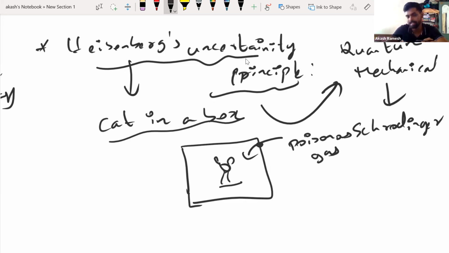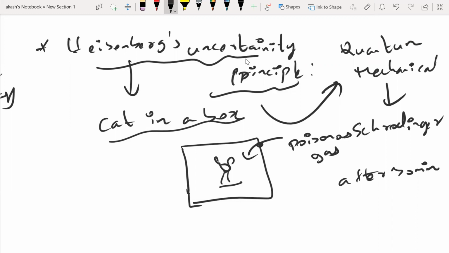Now, say after half an hour, after 30 minutes, this box is entirely sealed. You will not be able to see what is inside. So after 30 minutes, if I ask you, what do you think, is the cat dead or alive? Dead, yeah, that's what we think. But are you 100% sure that the cat is dead?